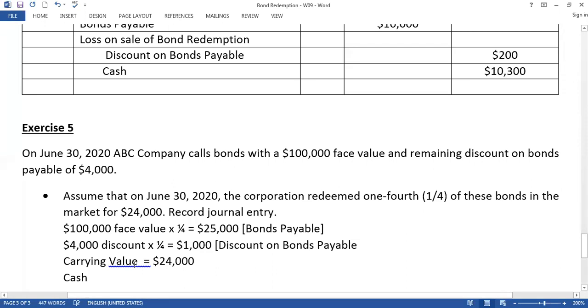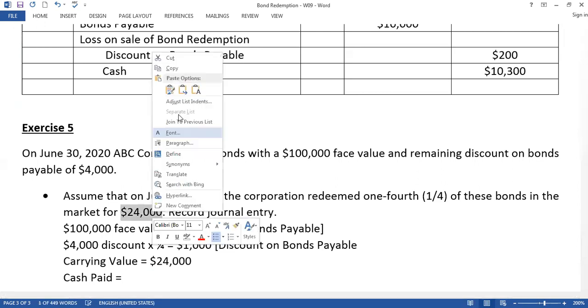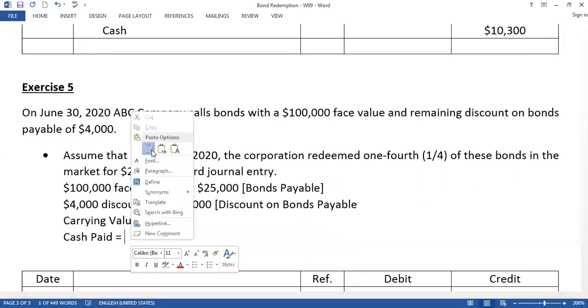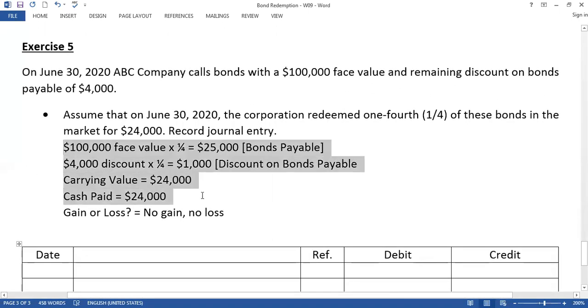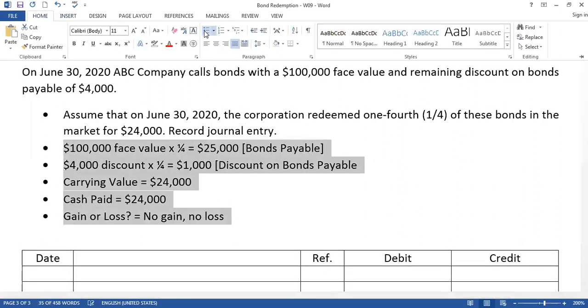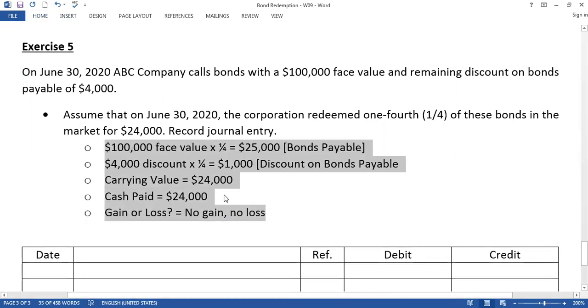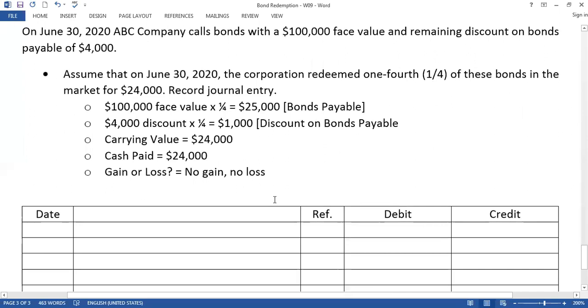Cash paid, how much? Also $24,000. Gain or loss? How much have we gained or lost? No gain, no loss. So you read the question, and after reading it you find this is the information. Now we have to follow 3 steps.